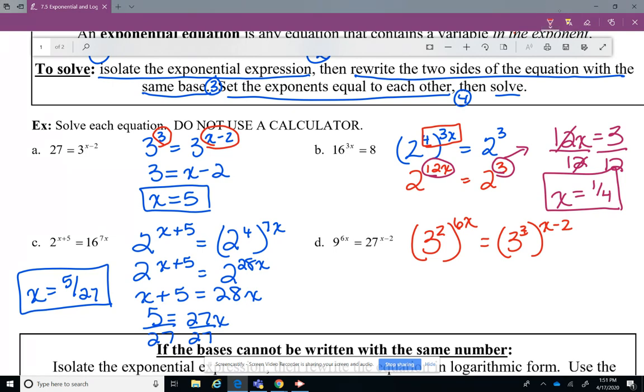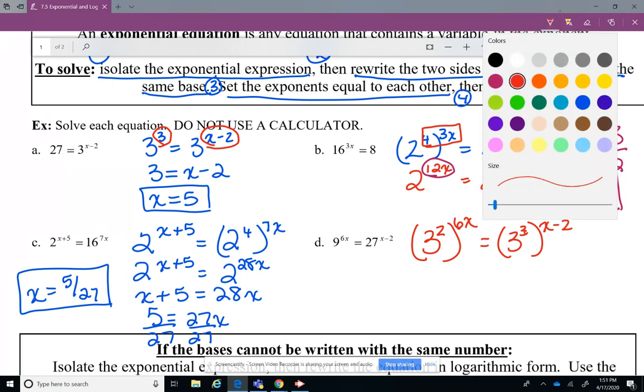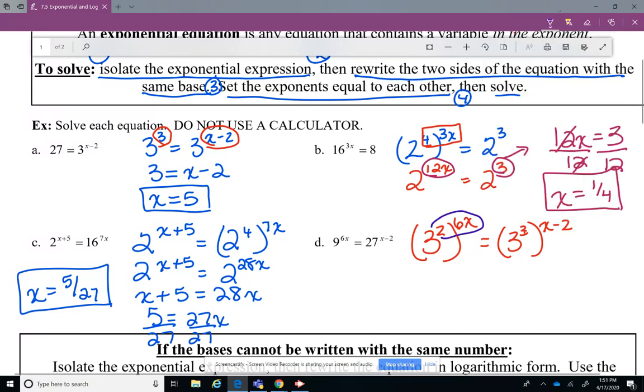All right, next step is you're going to have to multiply. You're going to multiply 2 times 6, and then for this right here, you're going to have to distribute the 3. You cannot just multiply the 3 times the first term. You have to multiply it by both, so it's being distributed. All right, so 3 to the 12x equals 3 to the 3 times x is 3x. I'll move that parentheses just a little bit out of my way. And then 3 times negative 2 is negative 6.